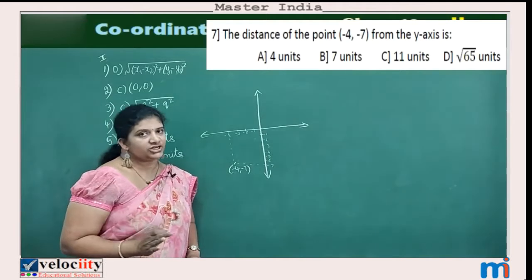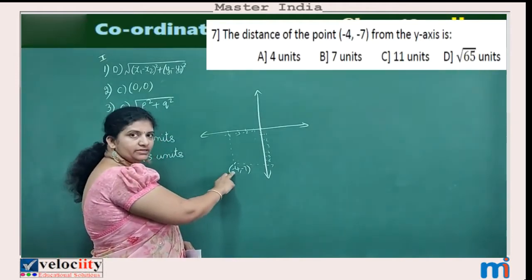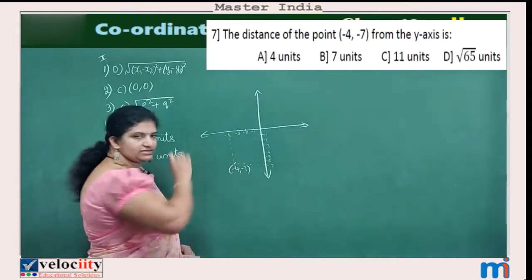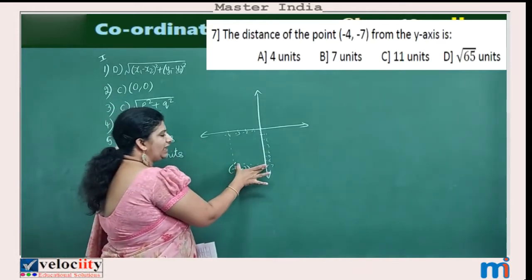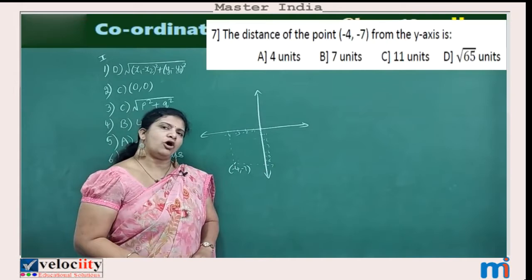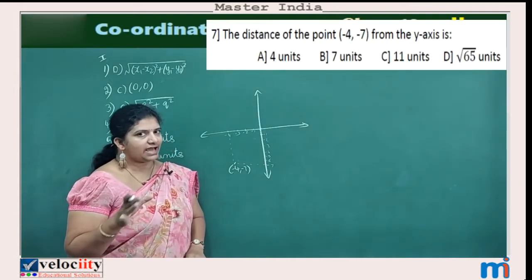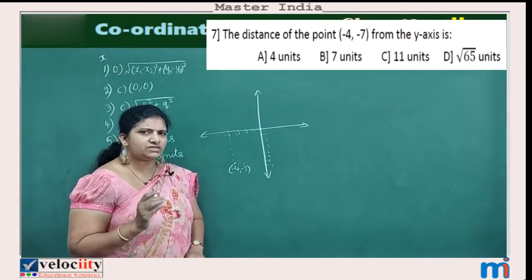And observe the question carefully. They asked for this coordinate's distance from the y-axis. That means only this distance you need to calculate. Suppose it is the distance from the origin, directly you know the formula. But if they give you the x-axis and y-axis, observe carefully.